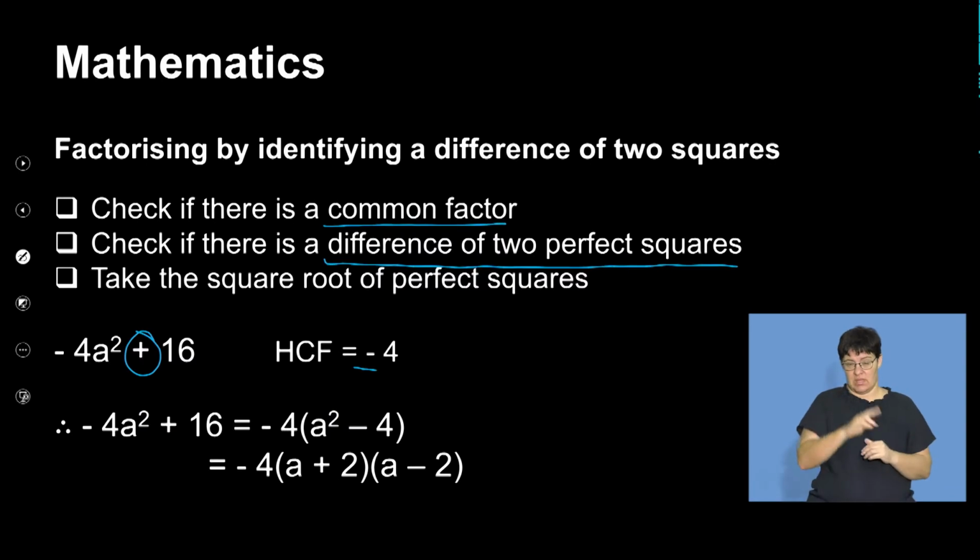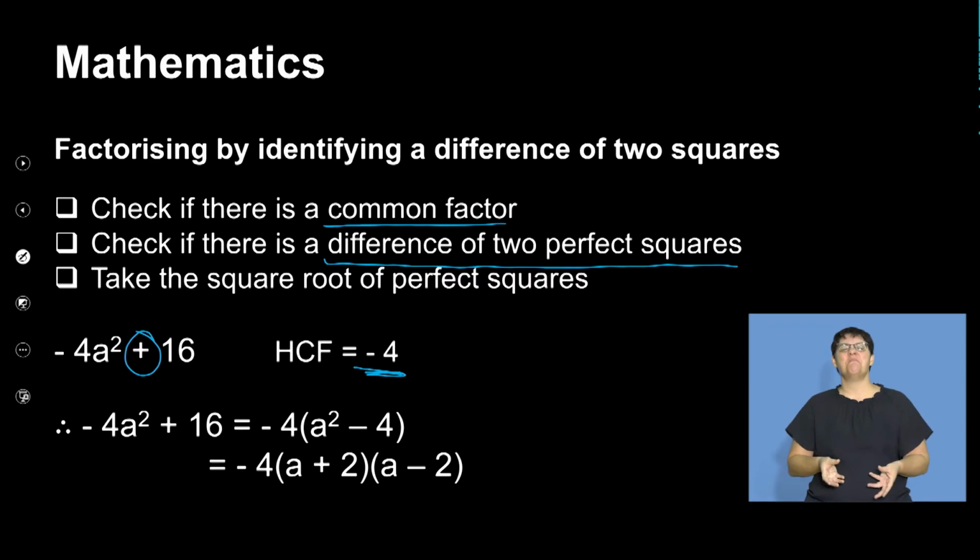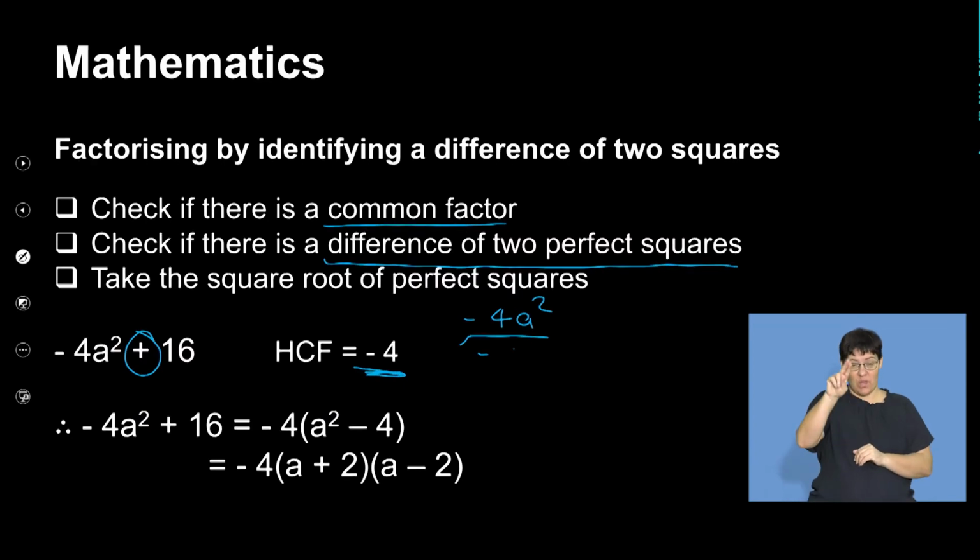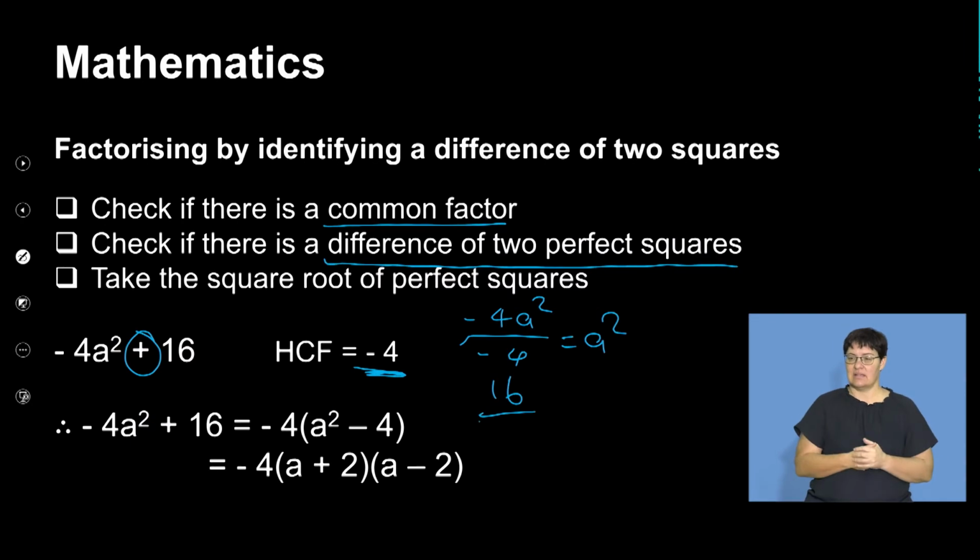But if you take out your common factor of -4 here, you will see that it gives us the minus that we need in order for it to qualify as a difference of 2 squares. So -4a squared divided by -4 gives me a squared, which is a positive, and then positive 16 divided by -4 gives me -4. You can see that in the brackets there will be a squared minus 4. Outside the bracket I will have -4.